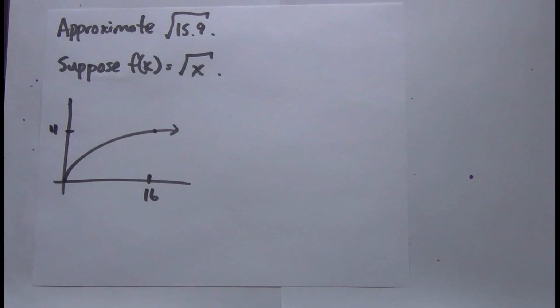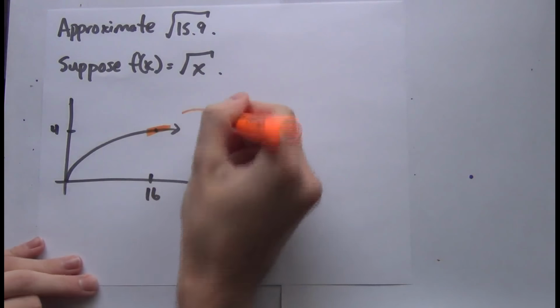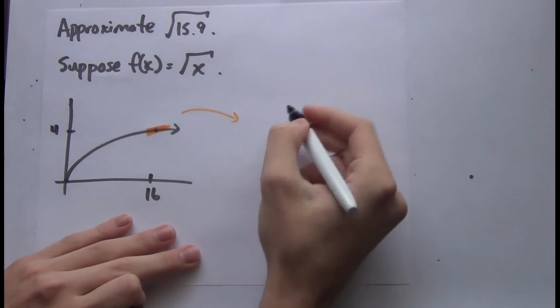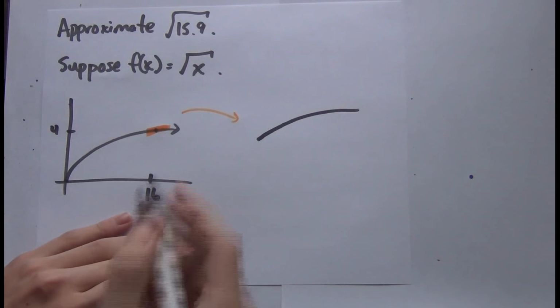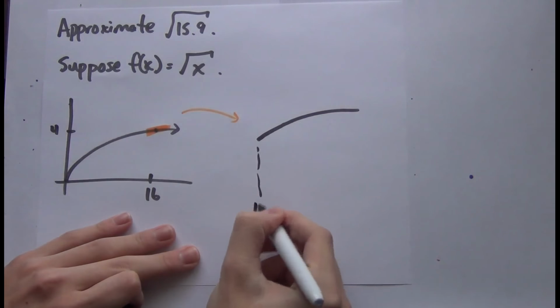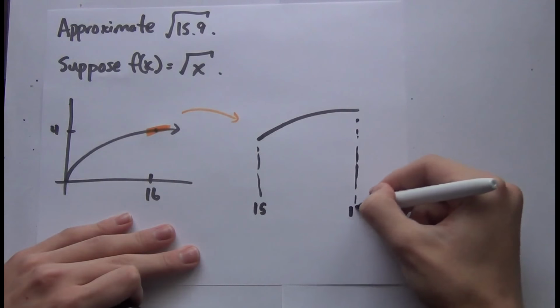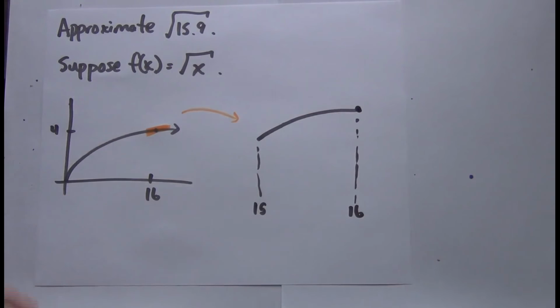Well, if I isolate the neighborhood around 16, and I take this and magnify it, I'm going to take that neighborhood and amplify it up. What we essentially have is this change, where maybe this is 15, and maybe this is 16. And I want to look at this point right here.